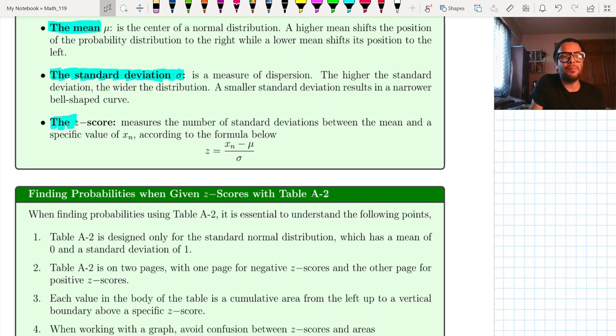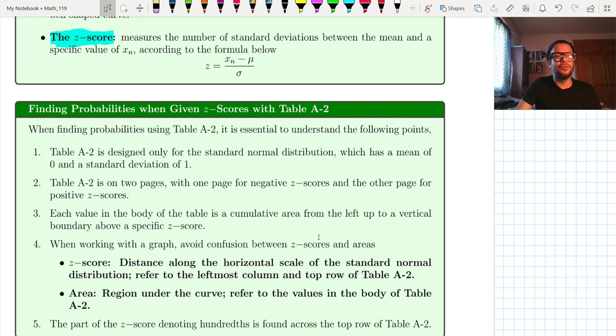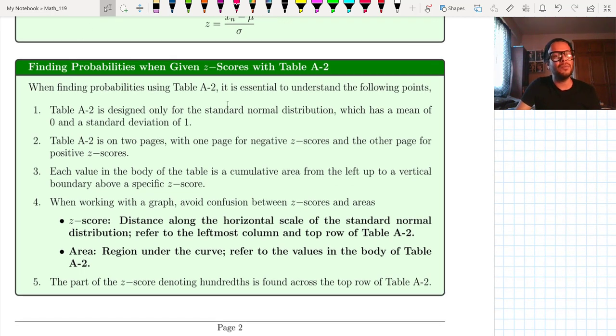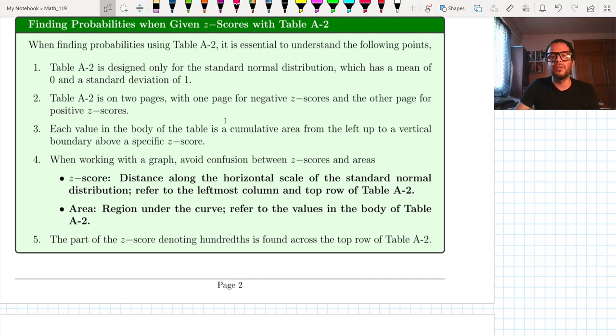For the z-score part, I'm going to skip it because we're not doing the table way. I'm just going to show you how to do it on the graphing calculator. I will give you the table though in the future, and if we have time at the end of the semester, I will show you how to do it using the table.